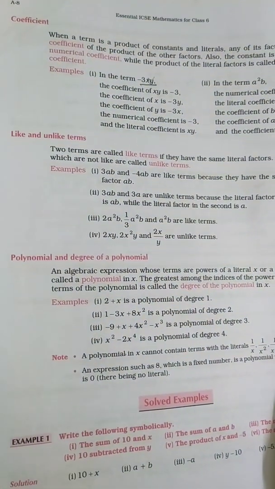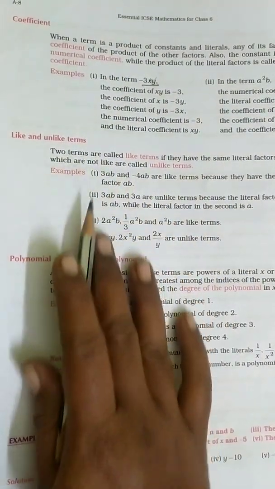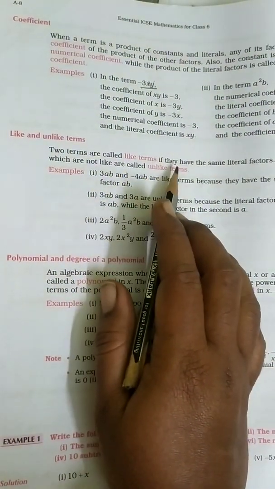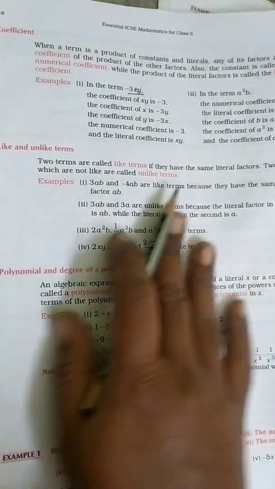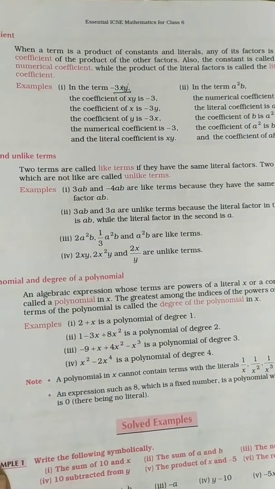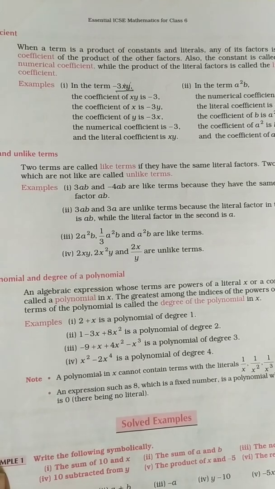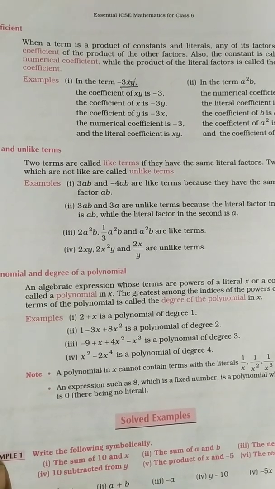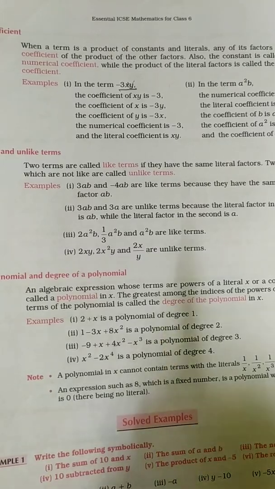This is how we will write the coefficient. And like terms and unlike terms, next topic. Two terms are called like terms if they have the same literal factor. When you have the same variable, a square, minus x, y, like that. When you have the same variable, we call it a like term.